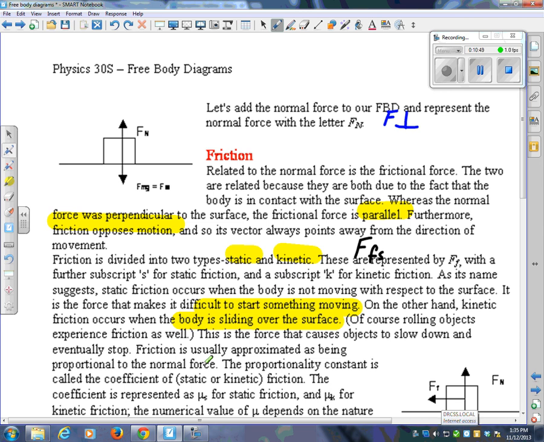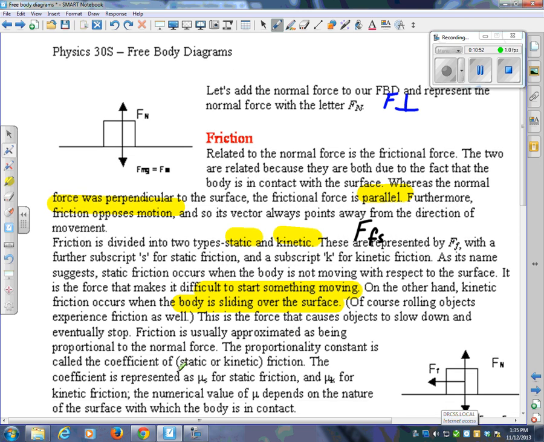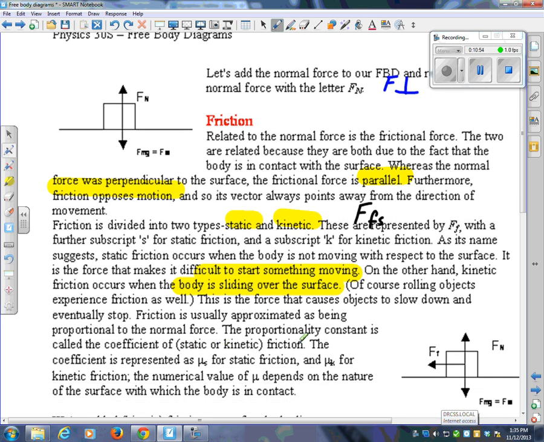The proportionality constant is called the coefficient of static or kinetic friction. Now, here's my favorite Greek letter. The coefficient is represented as mu s. That's what that funny looking symbol right there is. It's not so good on the screen because it's like a PDF. It's a Greek M. It's like a U, but it's got a tail on the front. If all you want to do is write a U, go ahead, but really it's just with the tail on the front. So it's the Greek letter mu. M.